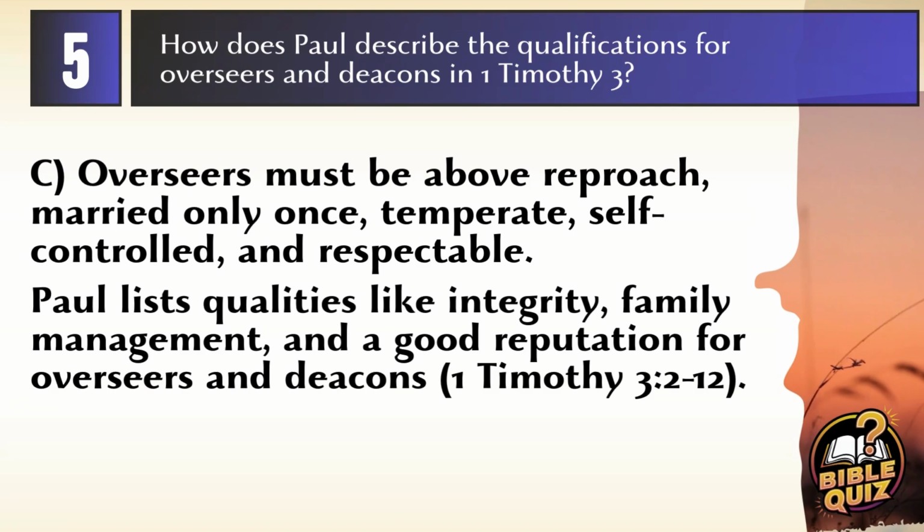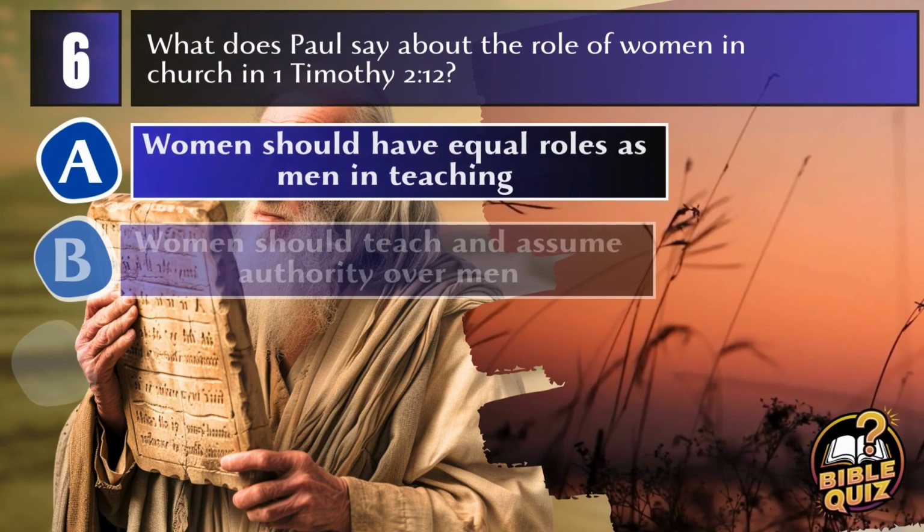Answer: C. Overseers must be above reproach, married only once, temperate, self-controlled, and respectable. Paul lays out specific character and leadership qualities for overseers and deacons, emphasizing integrity, management of their household, and a good reputation even outside the church. 1 Timothy 3:2-12.